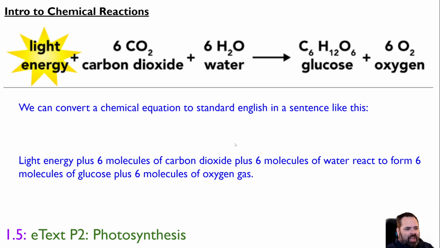We can convert a chemical equation to standard English in a sentence like this. So we can read this chemical equation with this sentence. Light energy plus 6 molecules of carbon dioxide plus 6 molecules of water react to form 6 molecules of glucose plus 6 molecules of oxygen gas. That, my friends, is a very long and complicated sentence. That's why we use these codes, these letters, to abbreviate and make it much more streamlined when we're talking about chemical reactions.